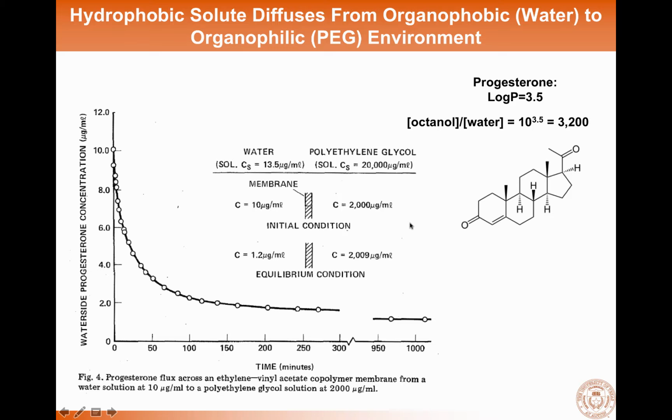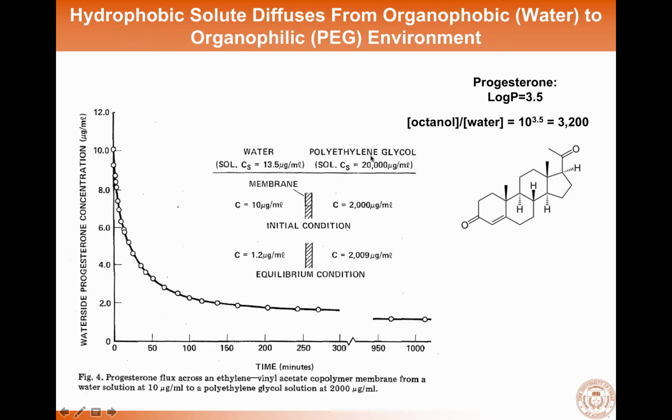The experiment that's set up is one involving the delivery of a hydrophobic drug, progesterone, across a membrane. Progesterone's hydrophobicity is characterized by its octanol-water partition coefficient, or log P value, and that's about 10 to the 3.5, or 3200. And so the progesterone strongly prefers to be in octanol than in water. This membrane has on one side of it progesterone in a concentration of 10 micrograms per milliliter in water, and on the other side a concentration of 2,000 micrograms per milliliter in polyethylene glycol.